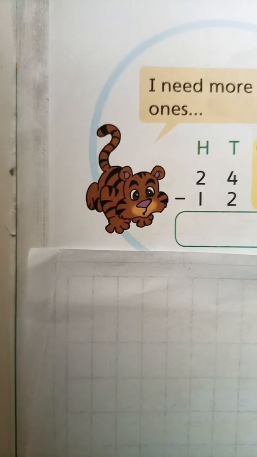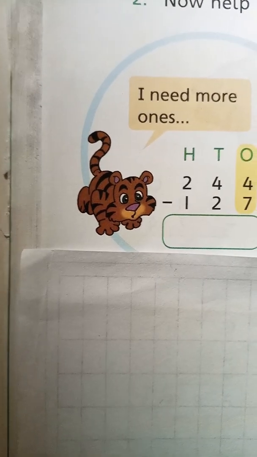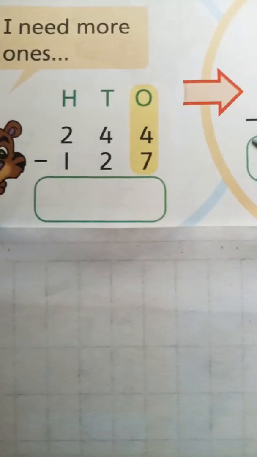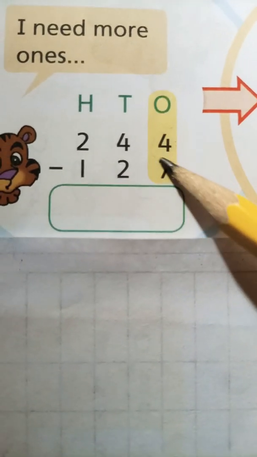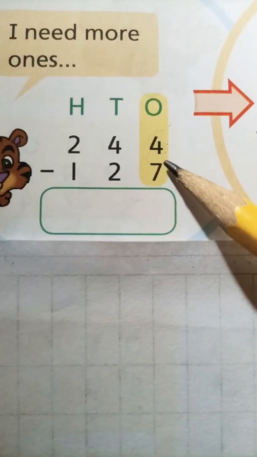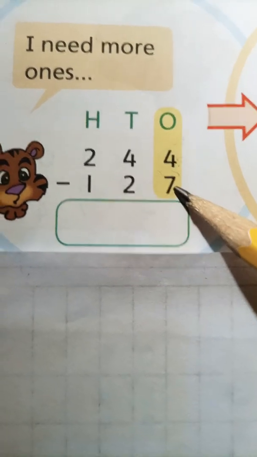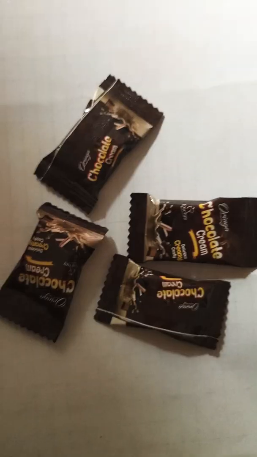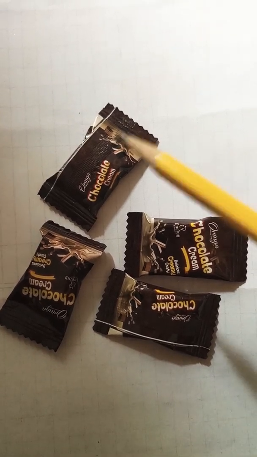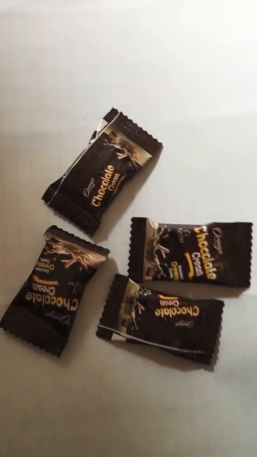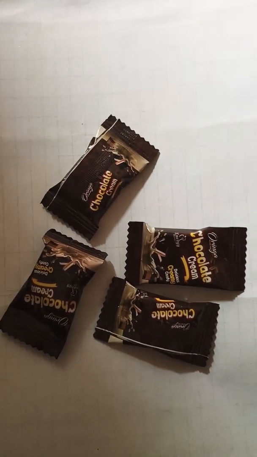Look students, here is our tiger and we will help our tiger to solve these sums. Let's suppose you have 4 candies and you have 7 friends. Can you give your 4 candies to your 7 friends? How is it possible? Your candies are less and your friends are more. So what will we do?